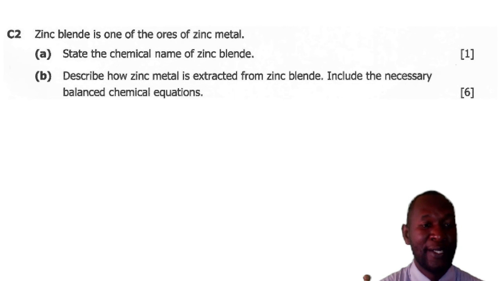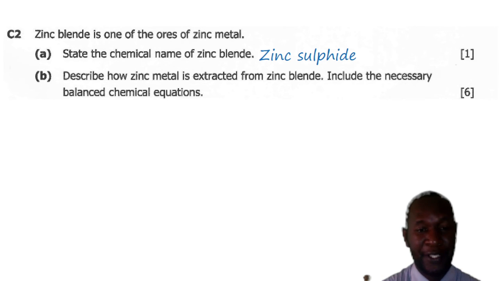C2, zinc blende is one of the ores for zinc metal. Part A, state the chemical name for zinc blende. So the chemical name for zinc blende is simply zinc sulfide. Part B, describe how zinc metal is extracted from zinc blende, including the necessary balanced chemical reaction.